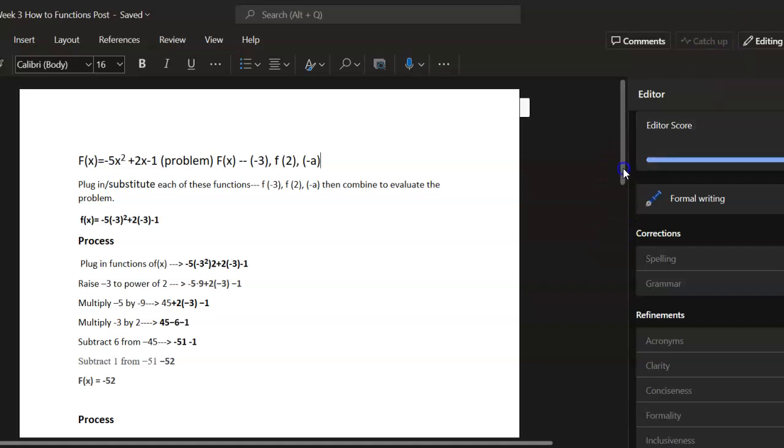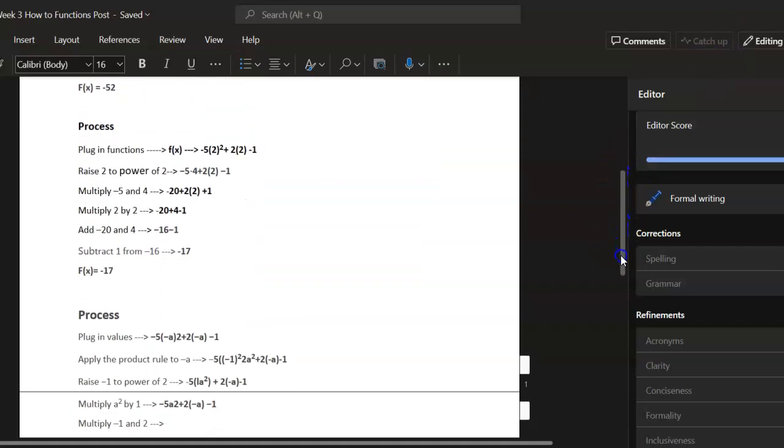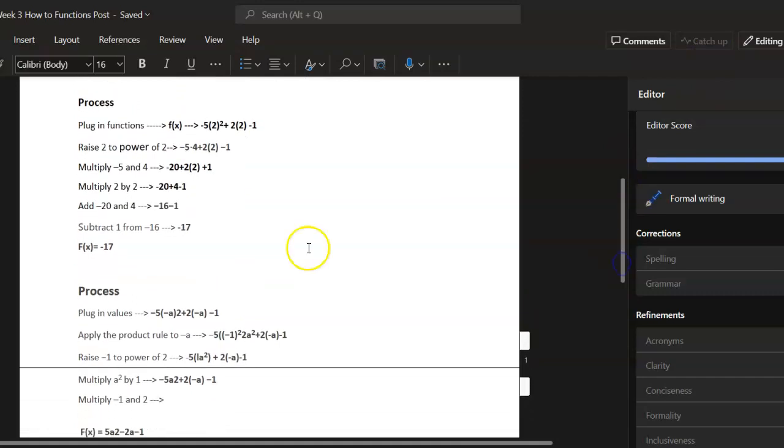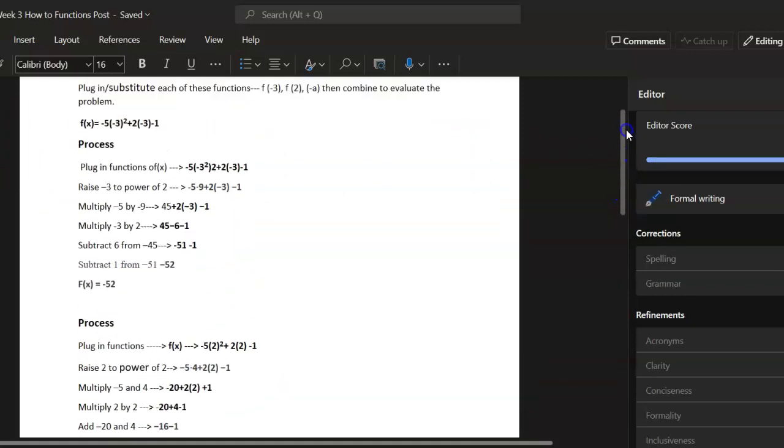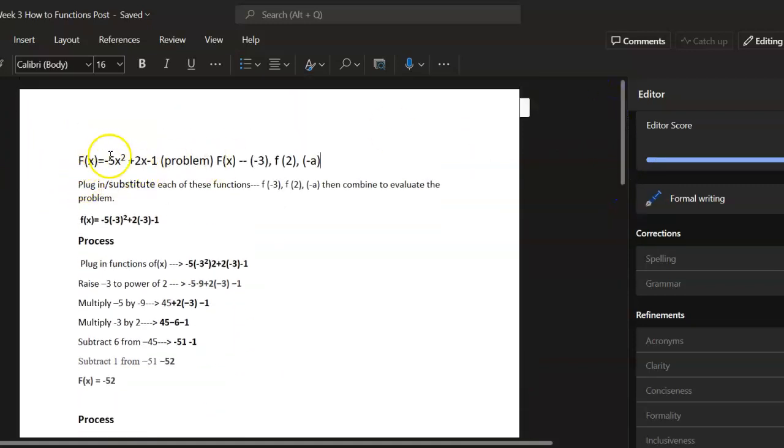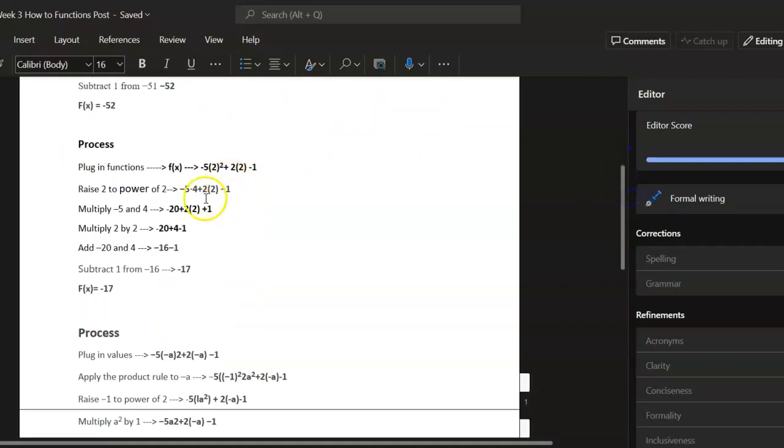So here we go. This is for the positive 2 function. So we're going to use that equation. If you remember, right here, this is our equation. So we're going to plug in. I already did the plug-ins right here.